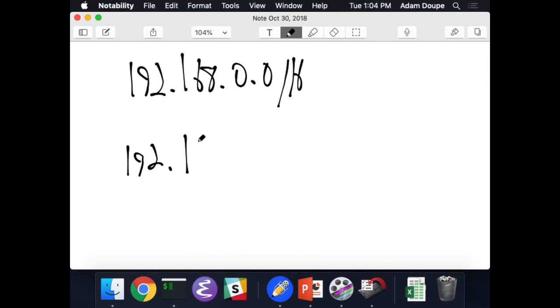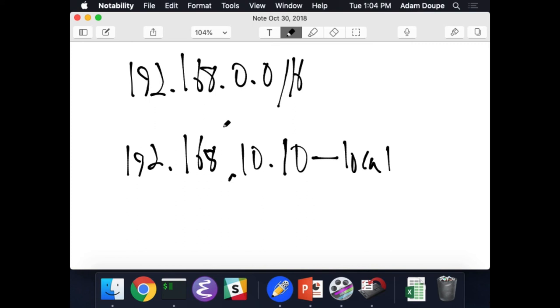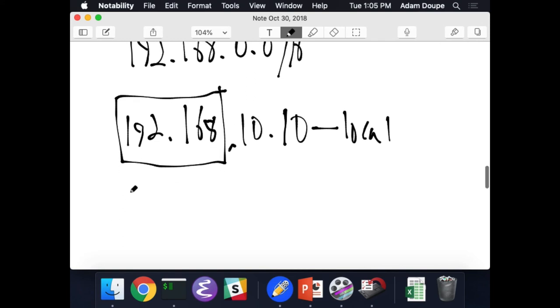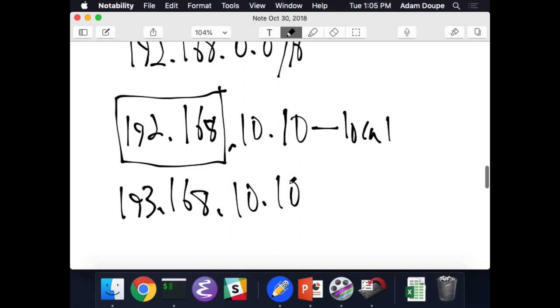So if I give you an IP address of like 192.168.10.10, is that a local address or an external address? Local. How could you tell? First 16 bits? Yeah, which in this case are these two octets. These actually are bit operations, so if you had something weird like a 15, you would need to translate each octet to the bits and then match the bits up to be able to tell appropriately. If we had an address that was 193.168.10.10, what type of address is this? External.